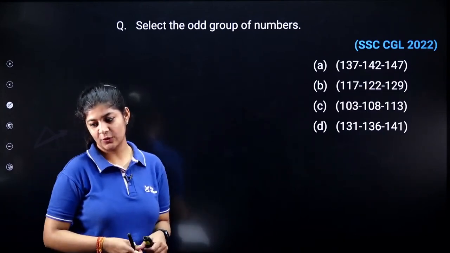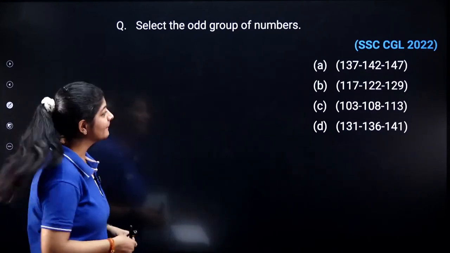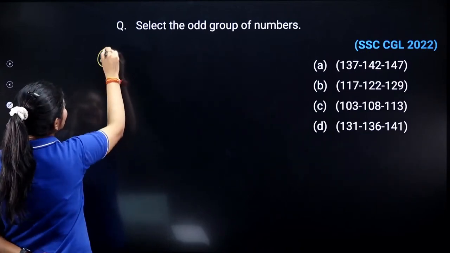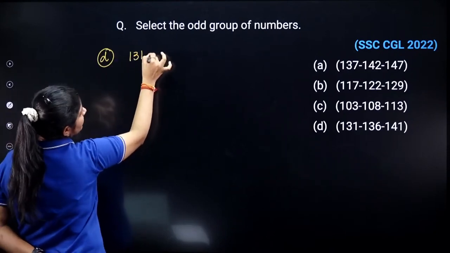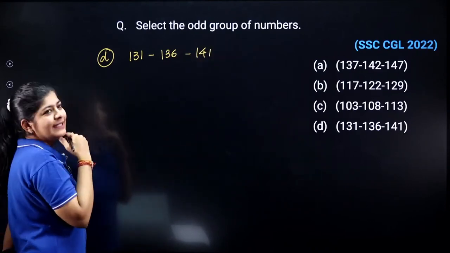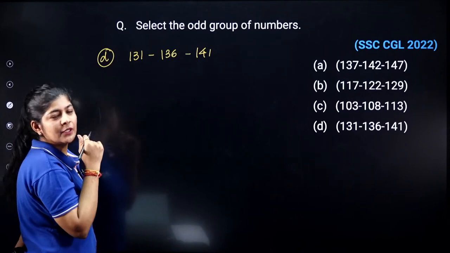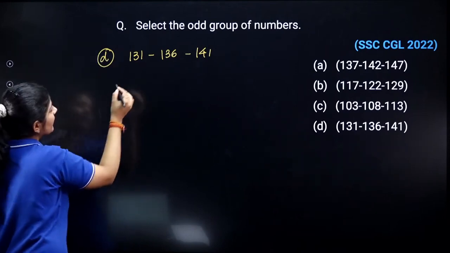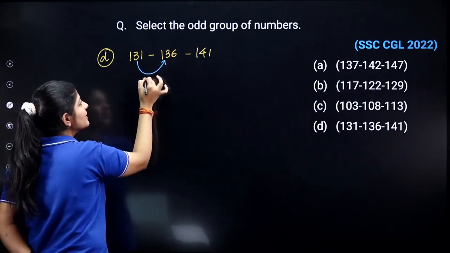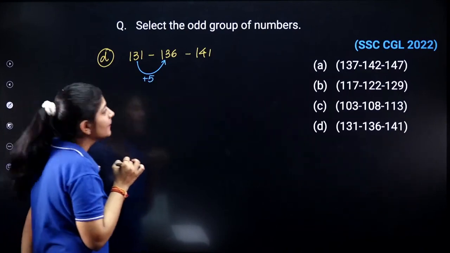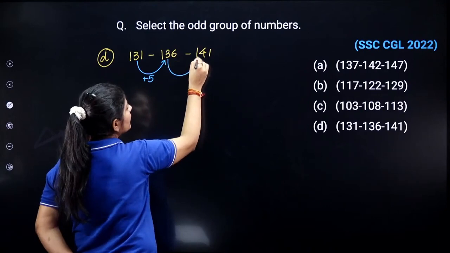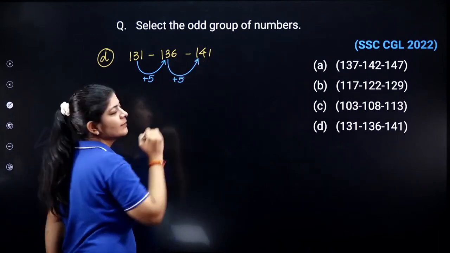Let's see. I think C is the odd one. Okay, let's start with option D this time. Option D is saying 131, 136 and 141. There's a very small difference between the given numbers. To convert 131 to 136, I just need to add 5, right? And to convert 136 into 141, again I need to add 5, right?